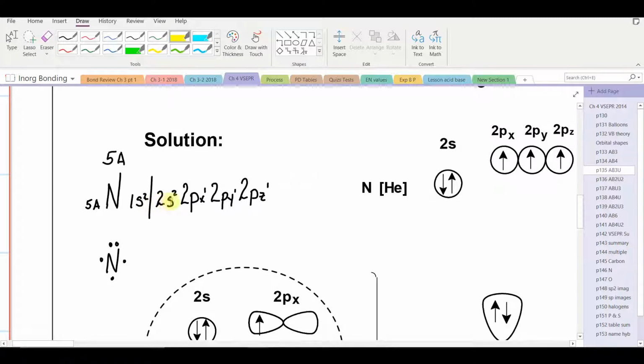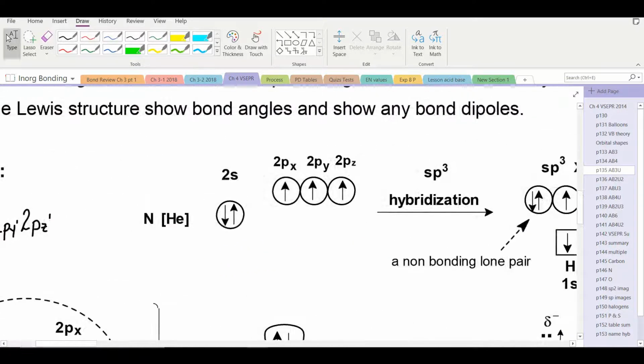Its electron configuration is 2s2, 2px1, 2py1, 2pz1. Here it is. You see that nitrogen has 3 half-filled 2p orbitals. And you might wonder, why would we invoke hybridization to form 3 sigma bonds with hydrogen? Because it already has 3 half-filled orbitals. And that's true. But the problem is the shape.